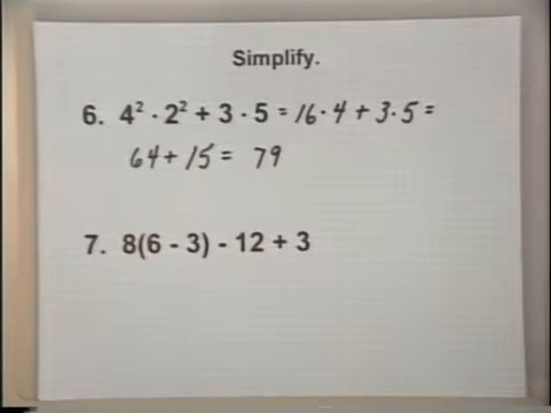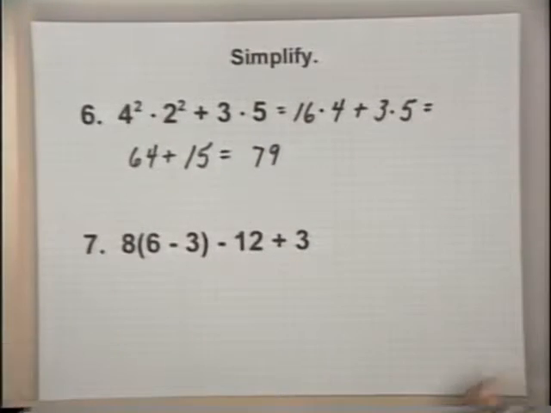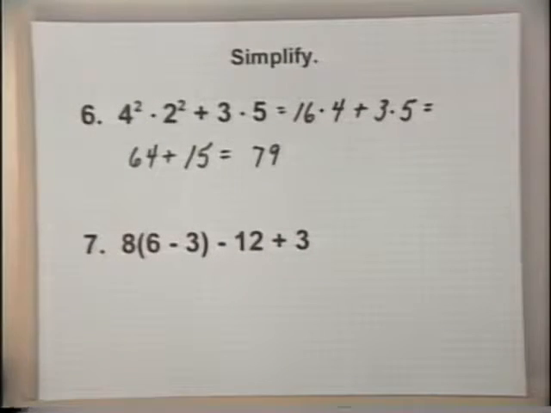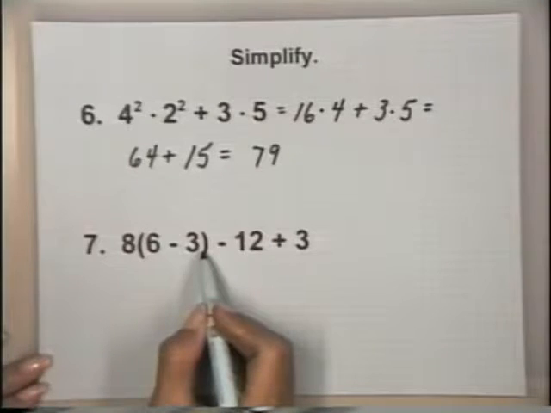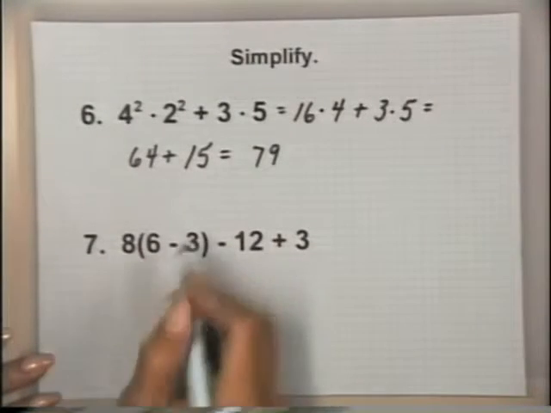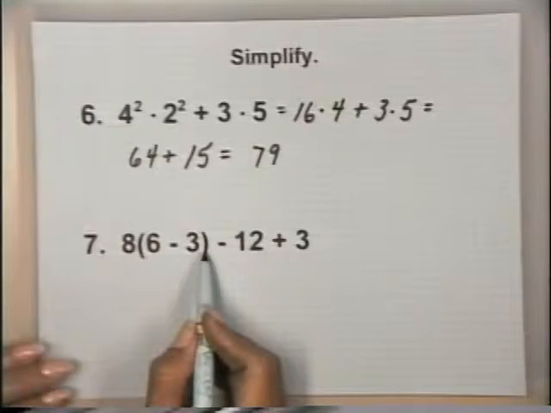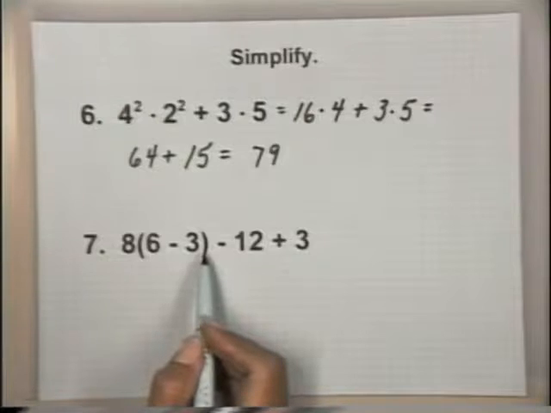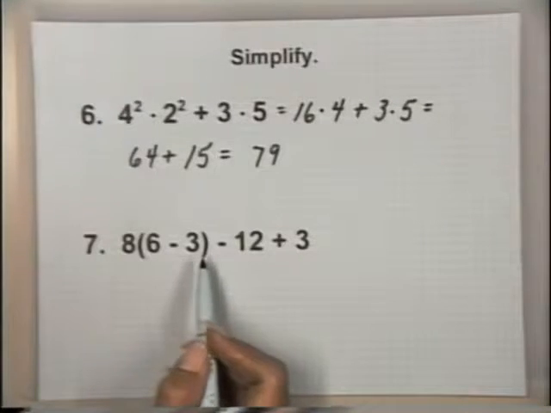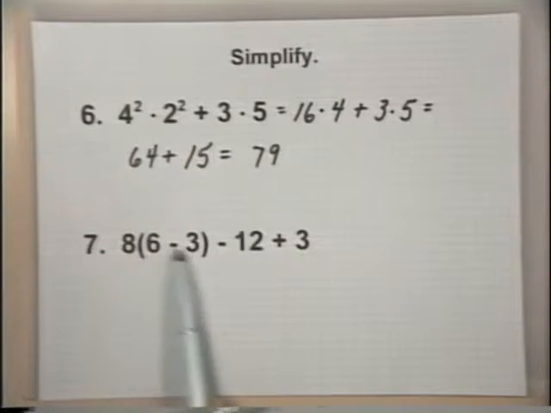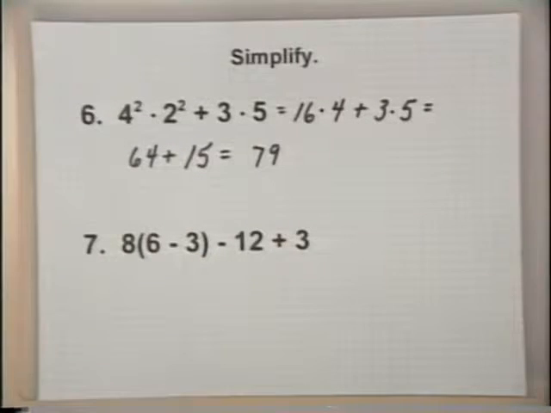Now, on problem number 7, I want us to look at the parentheses. The parentheses are serving double duty here. They are grouping. They are telling us to say 6 subtract 3 first, but they also tell us after we have said 6 subtract 3, they serve as a multiplication symbol that tells us when it's time to multiply that we will say 8 times the answer we got when we said 6 subtract 3.